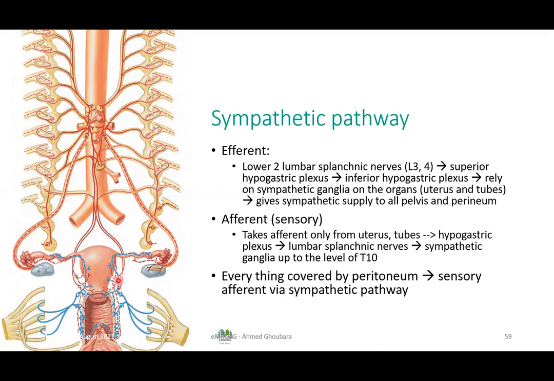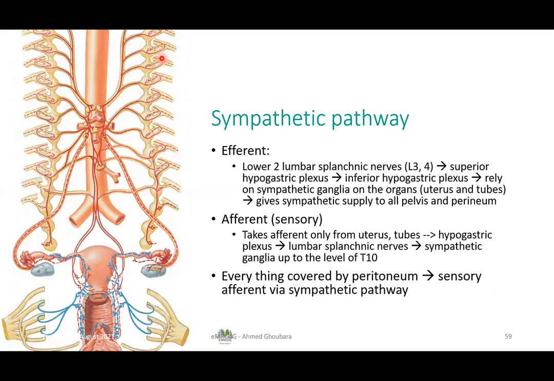We can understand that they will go all the way back to L3 and L4, the origin. Yes, that's correct. But also there will be some anastomosis here, and the pain will rise all the way up to T10. So it takes afferents from the uterus and tubes to the superior and inferior hypogastric plexus, all the way to L3, L4. Then the pain will rise all the way up to T10. This is why, with labor pain, the woman will feel pain all the way to the level of T10, the umbilicus. Important for you to understand this. This clear, guys?